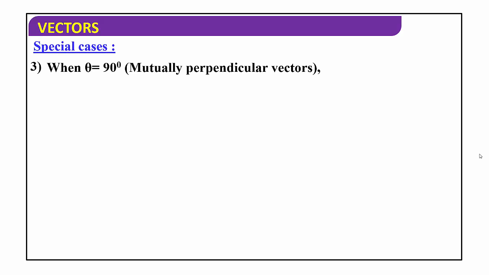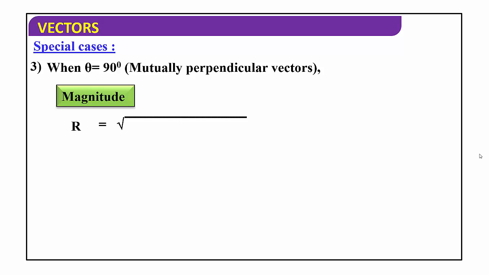In the third case, I am going to consider theta equal to 90 degree. When the angle between two vectors is 90 degree, that indicates the two vectors are mutually perpendicular to each other. So we can call them mutually perpendicular vectors. Now we can find its magnitude. We know the expression R equal to square root of P square plus Q square plus 2PQ cos theta.